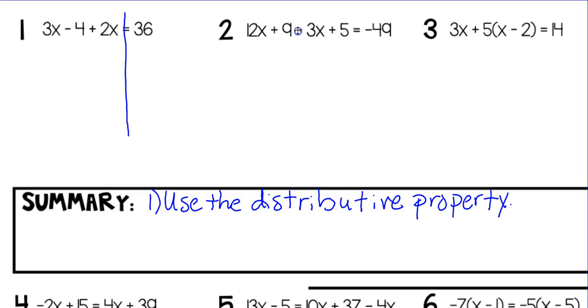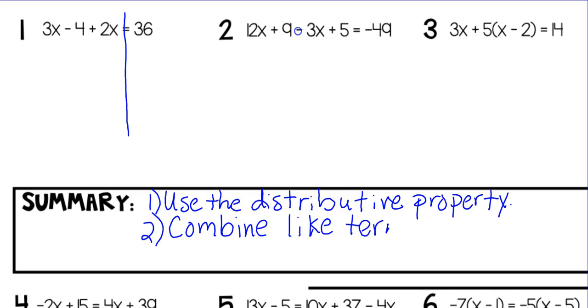All right, so for number two, after we distribute, what's the next one? What's the C stand for? Combine like terms. So before we can solve an equation, we have to get rid of any parentheses. Actually, that's part of our solving. And then the second step is to combine like terms, and we know what those are.